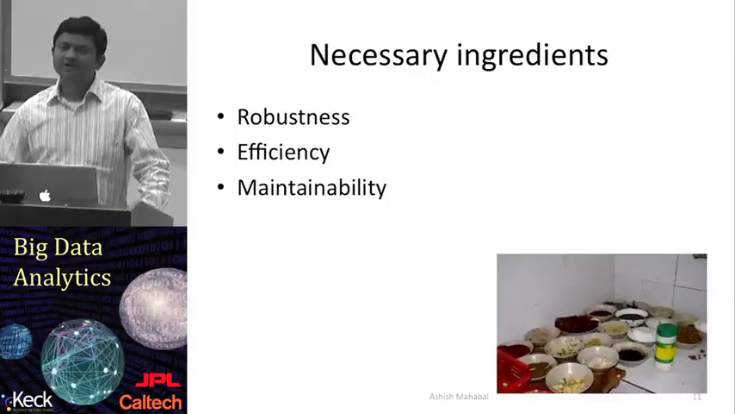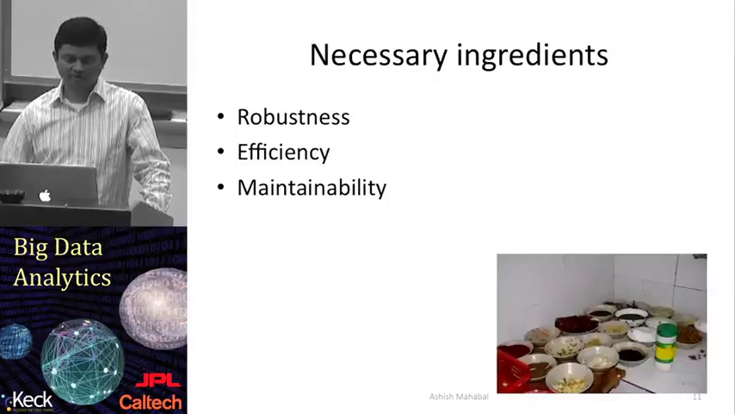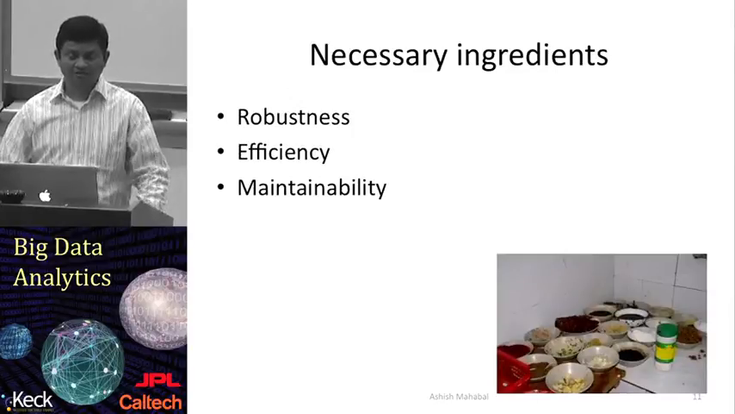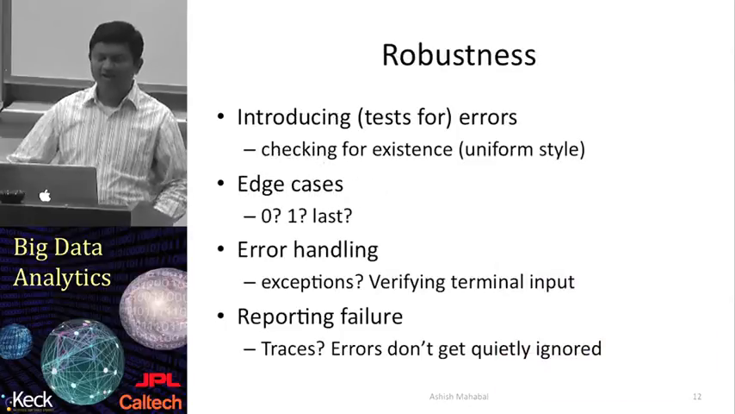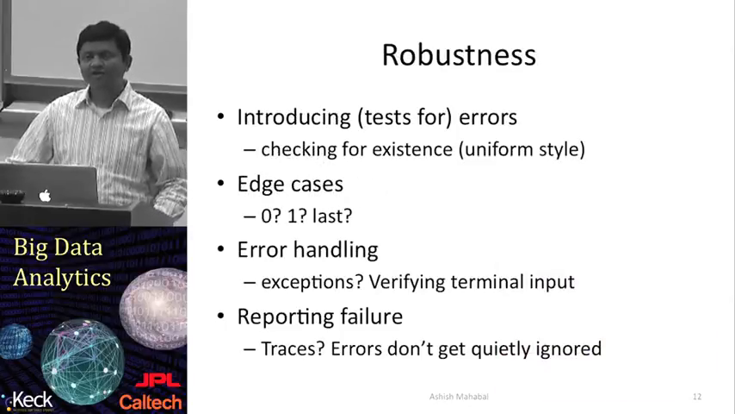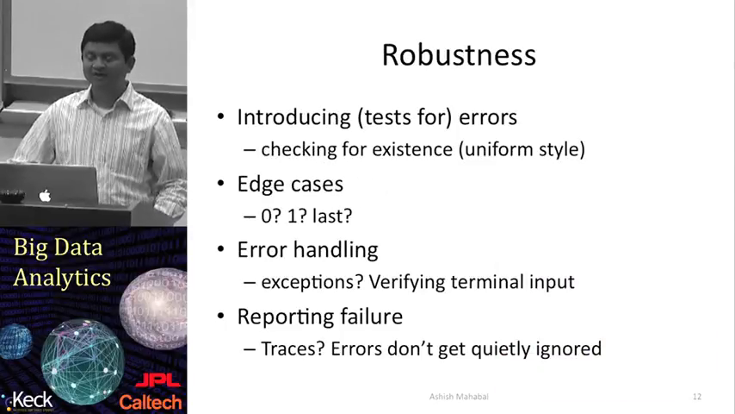Then let's look at some different aspects of programming. What are the necessary ingredients of a good program? The program should be robust, it should be efficient, and it should be maintainable. So what does one mean by a program being robust? That it should be able to handle different cases easily, like edge cases in particular. Those can be the most troublesome ones.